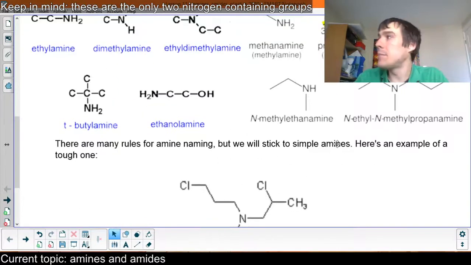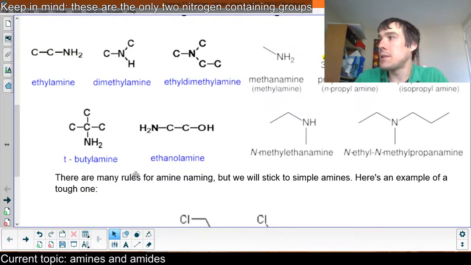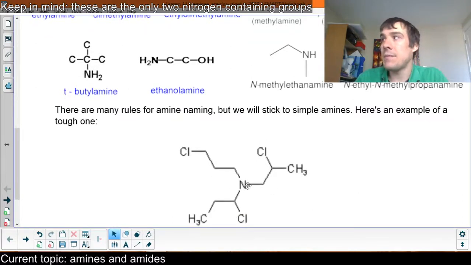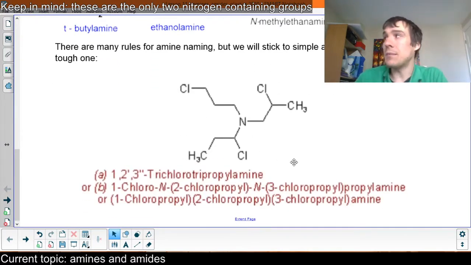We're going to stick to these simple amines and we're going to use the simple rules. But here's an example of a tough one. You've got 3 propyl groups on this amine, but this propyl group has the chlorine on 1, this propyl group has the chlorine on 2, and this propyl group has the chlorine on 3. And so you get these kind of complicated names where you have to get into the brackets, or you can use the prime system where 1 is your main chain, 2' is a secondary chain on your nitrogen, and 3' is a tertiary chain on your nitrogen. That's another way to do it.